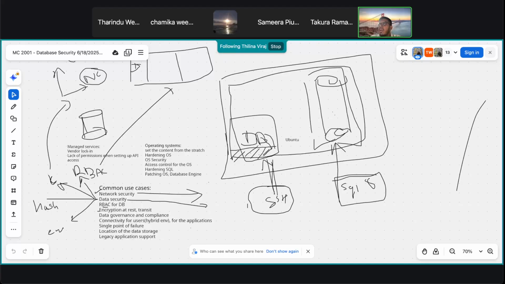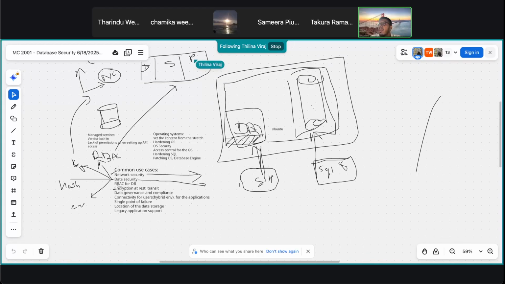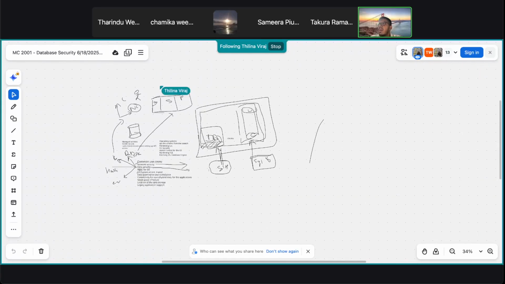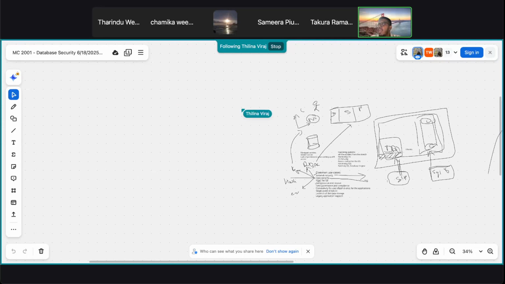Dev, staging, and prod. Okay, here comes a developer. I'll take the example like this. Let's draw it here. I'll make it much easier for you all. So three components: dev, staging, and production.